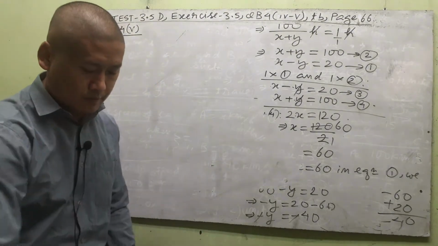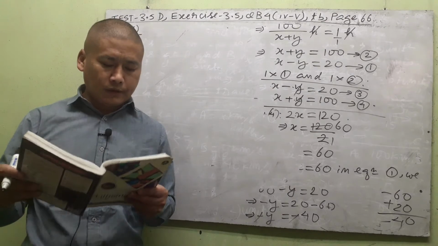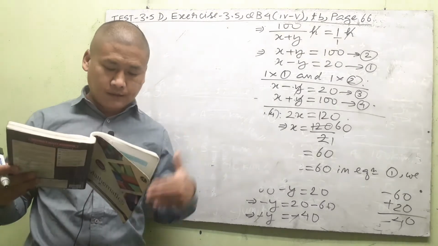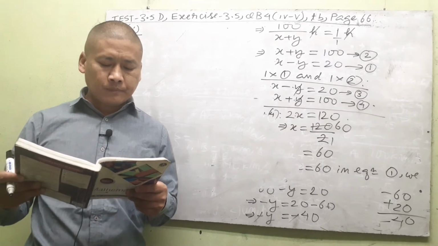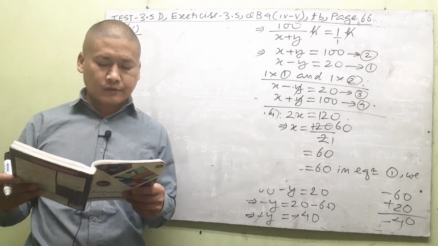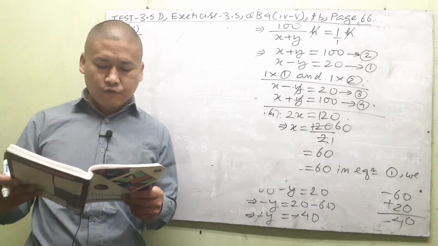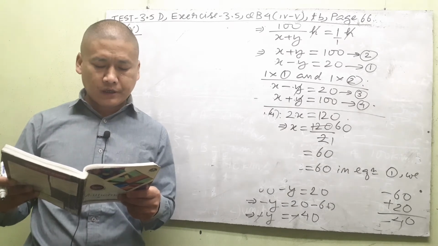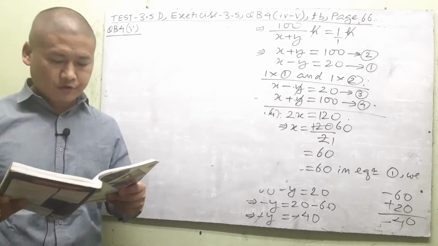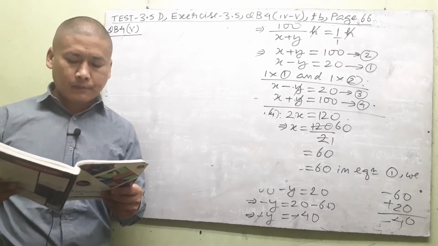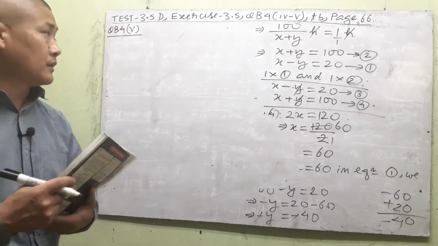I'll read the question. The area of a rectangle gets reduced, reduced means decreased, by 9 square units if its length is reduced by 5 units and the breadth is increased by 3 units. If we increase the length by 3 units and the breadth by 2 units, the area increases by 67 square units. Find the dimensions of the rectangle, means length and breadth.